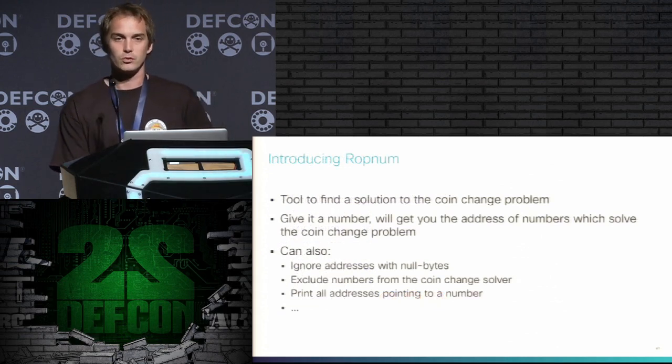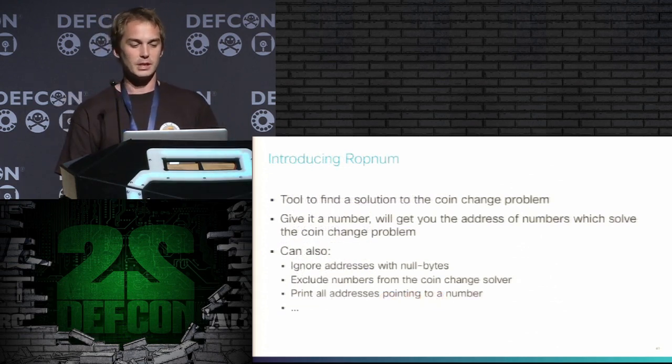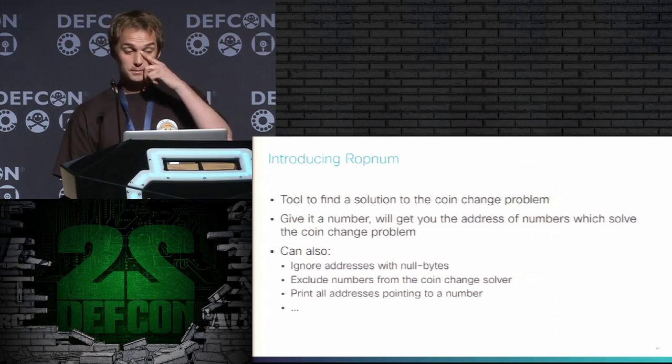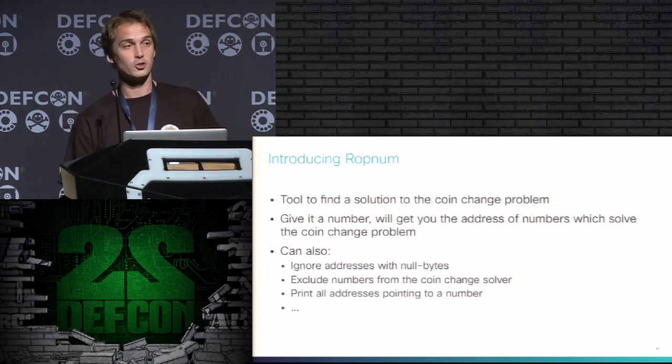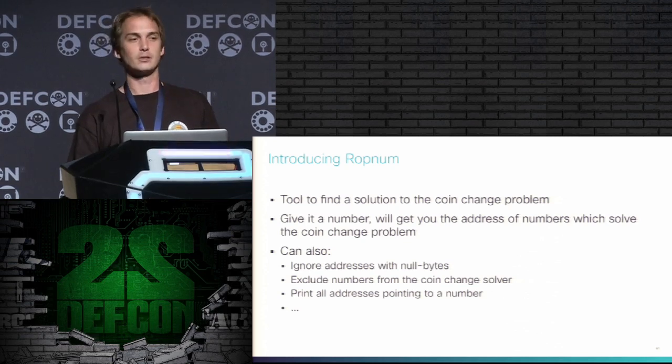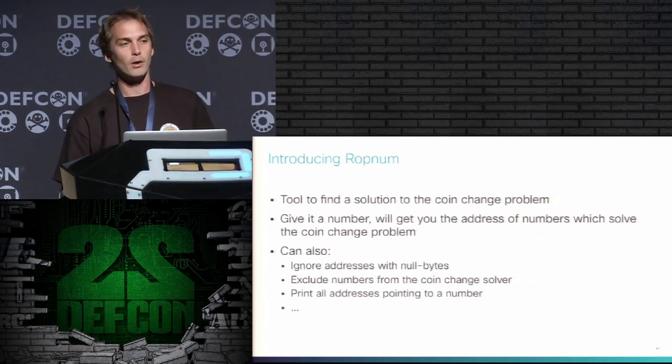So I wrote a tool called ROP-num, which is just trying to find you a solution to the coin change problem. You give it a number, and it will throw you out all the addresses where those numbers added together end up with a chunk, right? So if you look at this in the context of what I was talking about before, here you're looking to add up a bunch of numbers in memory to reach a chunk of your shellcode, right? So this is what ROP-num will do. It will give you basically that.